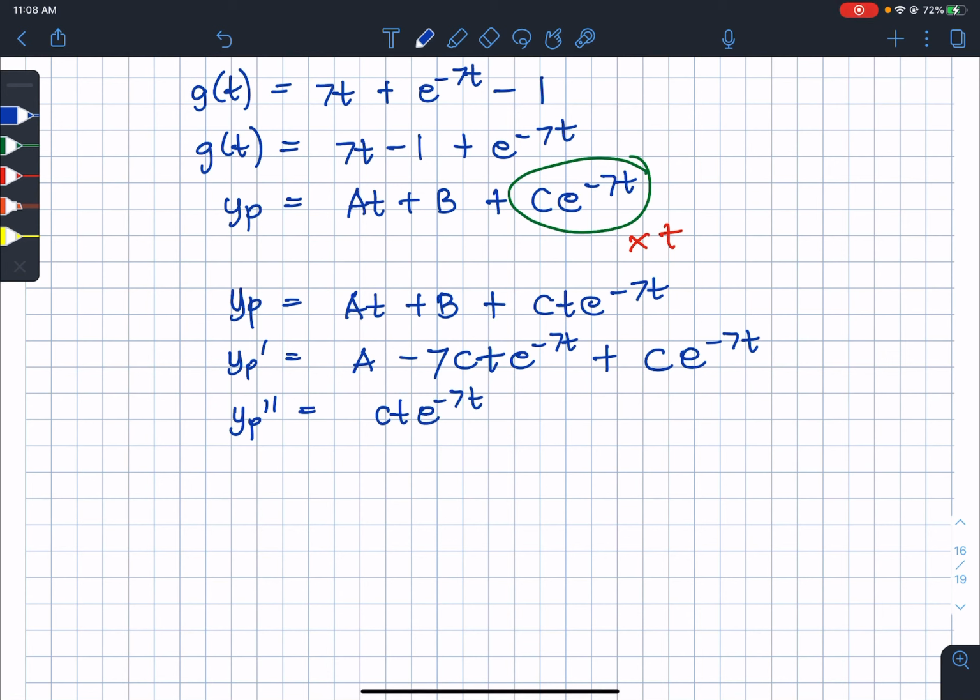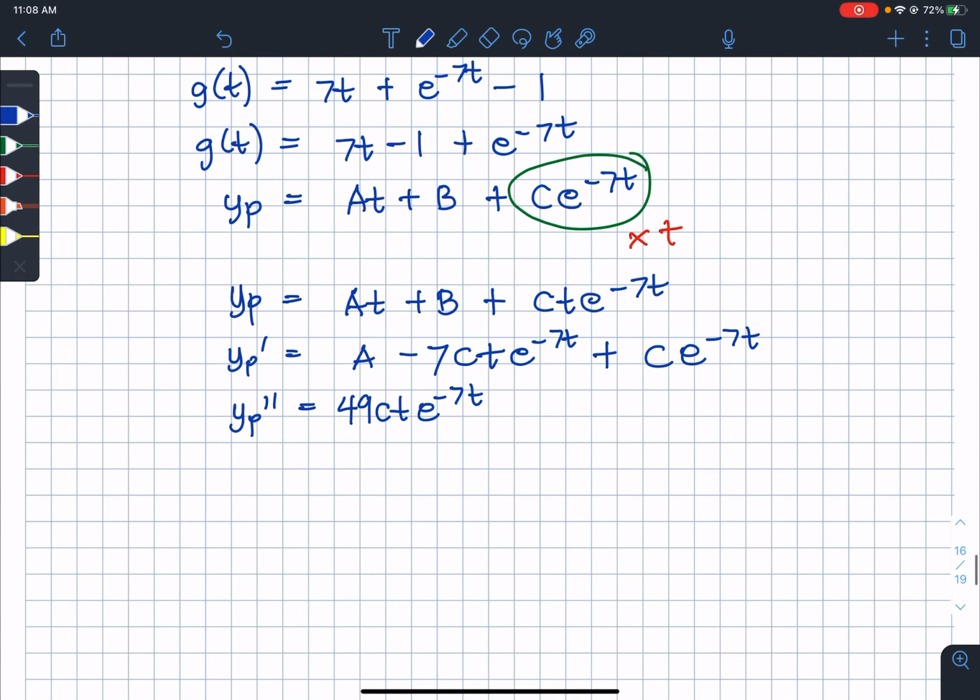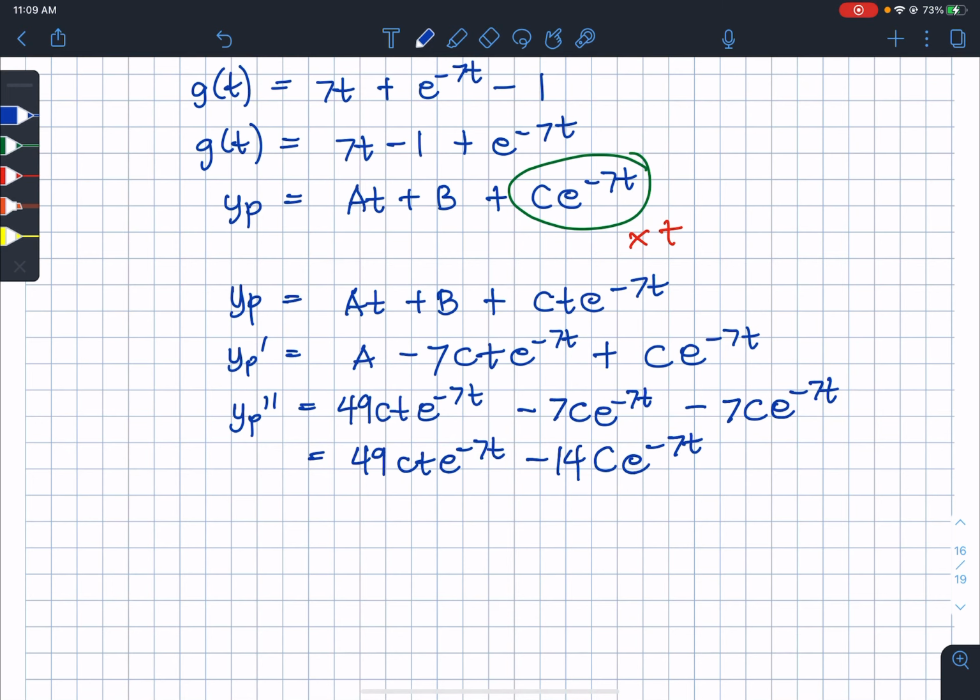So negative 7 times negative 7 is 49. And then just copy e negative 7t. So derivative of negative 7ct is negative 7c. Then derivative of this would be negative 7c e negative 7t. It's simply 49 ct e negative 7t minus 14c e negative 7t.